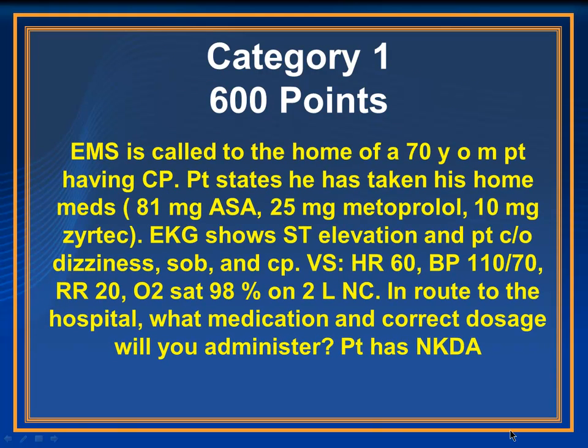All right. EMS is called to the home of a 70-year-old male patient who's having chest pain. He states that he has taken his home medications, which consist of 81 milligrams of aspirin, 25 milligrams of metoprolol, and a 10 milligram Zyrtec. EKG shows ST elevation. The patient complains of dizziness, shortness of breath, and chest pain. Vital signs are listed as heart rate of 60, blood pressure of 110/70, respiratory rate of 20, and an O2 sat of 98% on 2 liters nasal cannula.